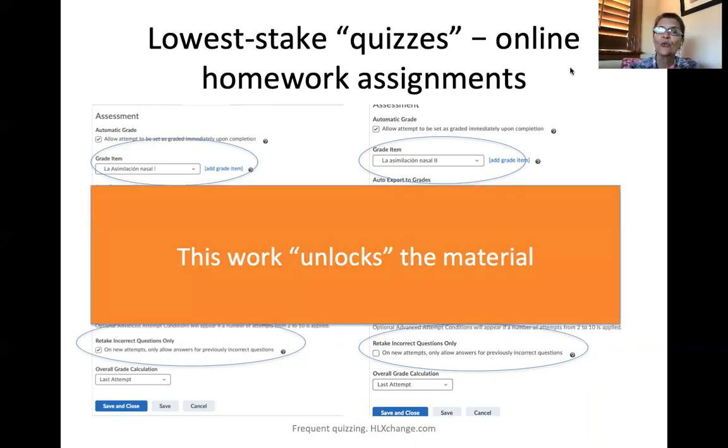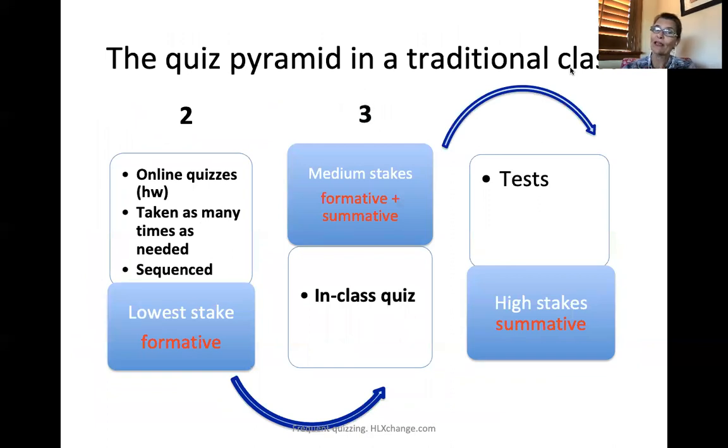Together, these two quizzes or online homework assignments, which are computer graded, unlock the material for all students. What I mean by unlocking the material is that it reveals to students what the main points are, what the vocabulary or the terminology of the material is, and what they are expected to know on other assessments. Having done these homework assignments, students then show up for class and take an in-class quiz.